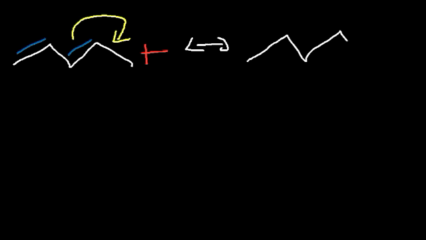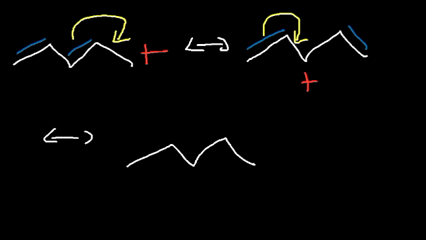By the way, whenever a plus charge is 1 carbon away from a double bond, it's called an allylic cation. Allylic carbocations are more stable than regular carbocations due to resonance stabilization. So this double bond can move here, and the plus charge is going to jump 2 carbons towards the double bond. And so we have this structure, and this double bond can also move here. So we can draw 3 resonance structures. So the plus charge is shared among 3 carbon atoms.